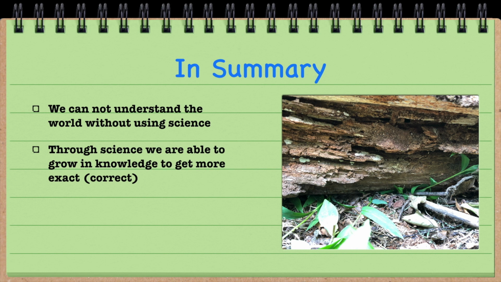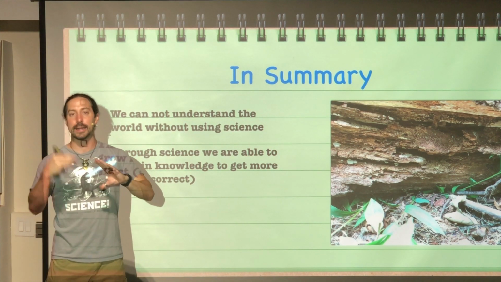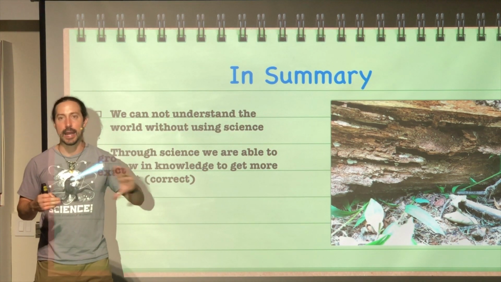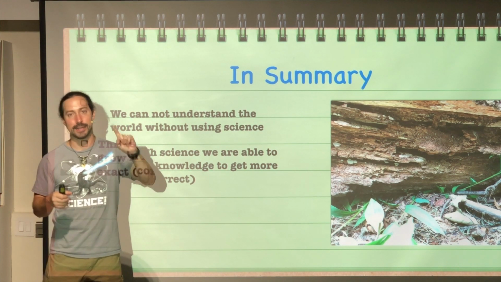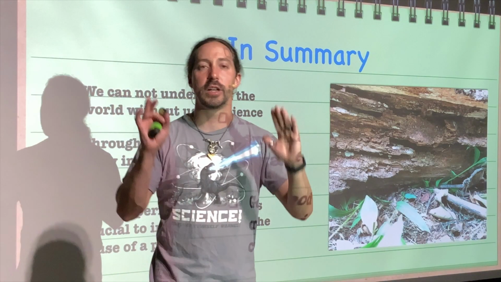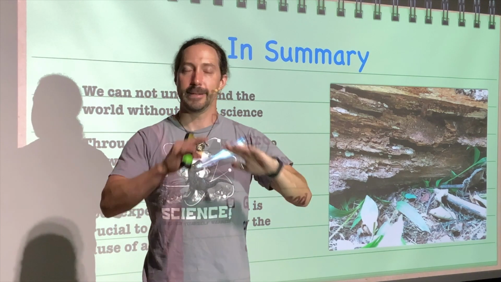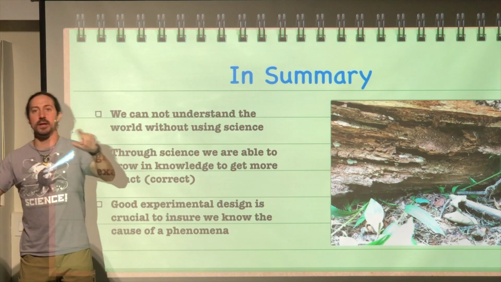Next, through science, we're able to grow in knowledge to get more and more correct. And it's not a one-step thing. You don't just all of a sudden know everything. The goal is to grow one little bit at a time, and that process, that's science. And a good experimental design is crucial when you're trying to explain the phenomena going on around us. If you don't have good experimental design, you cannot explain what is going on. Period.